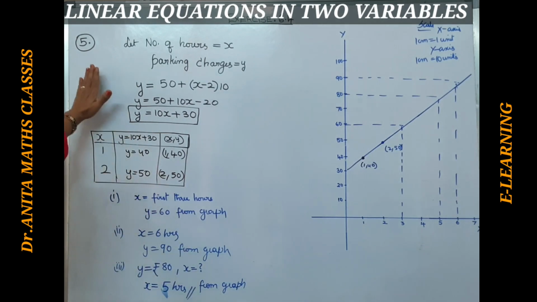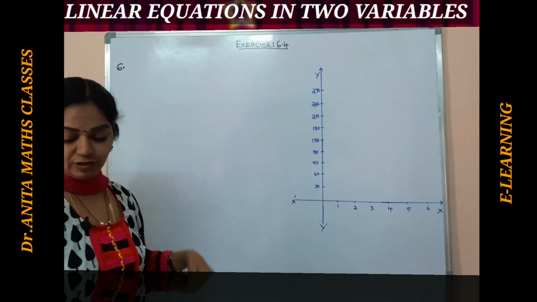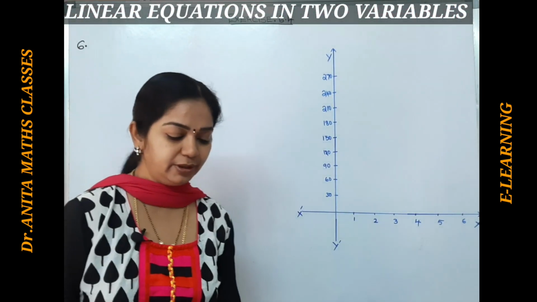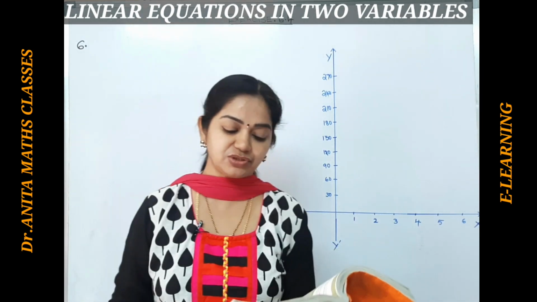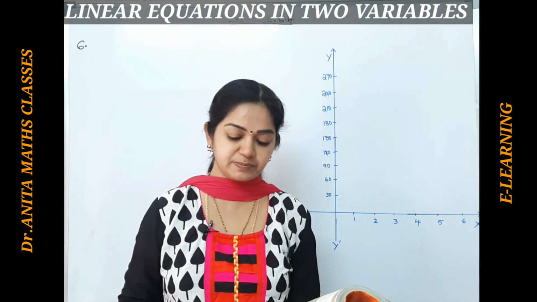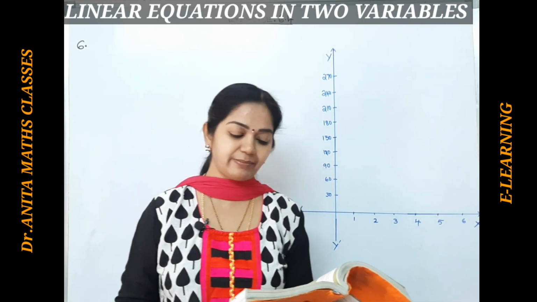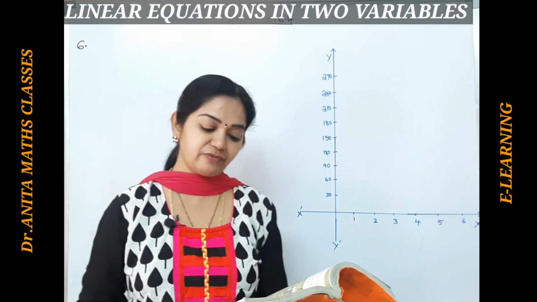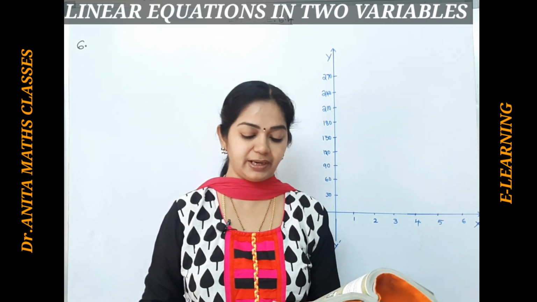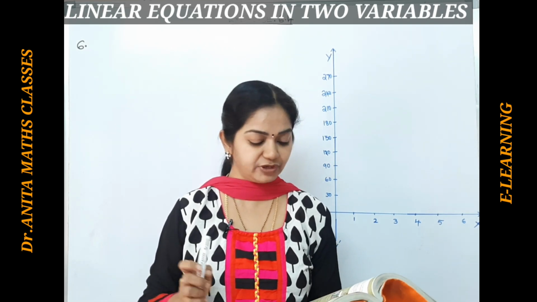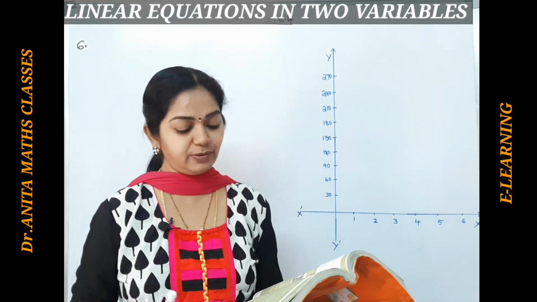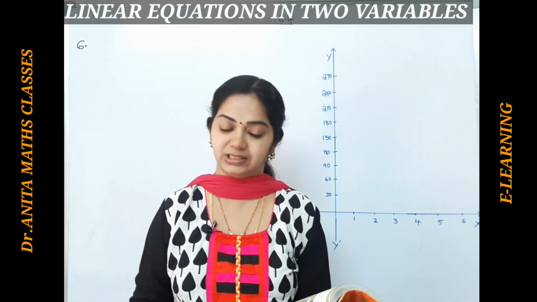Please pause the video and note it down. Let's see the next problem; I'll read it out for you. Samira was driving a car with a uniform speed of 60 kilometers per hour. Draw the distance-time graph. From the graph, find the distance travelled by Samira in 1.5 hours, 2 hours, and 3.5 hours.